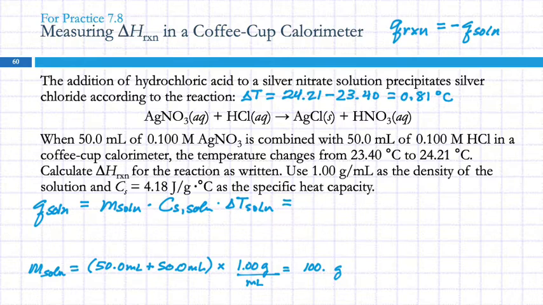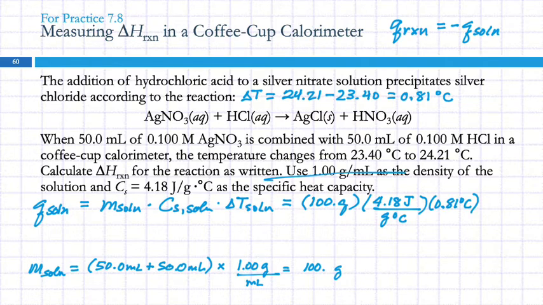So Q for the solution will be the 100 grams and the specific heat capacity, 4.18 joules per gram degrees Celsius, and the change in temperature. So 100 times 4.18 times 0.81, 338.58 joules.